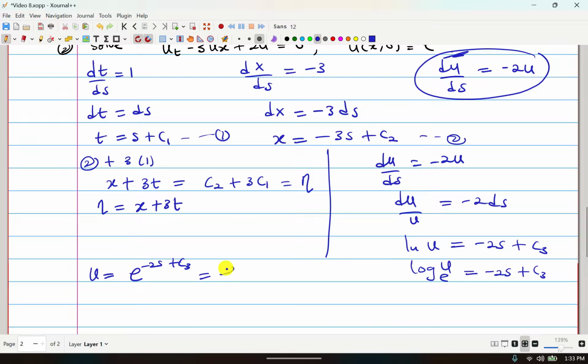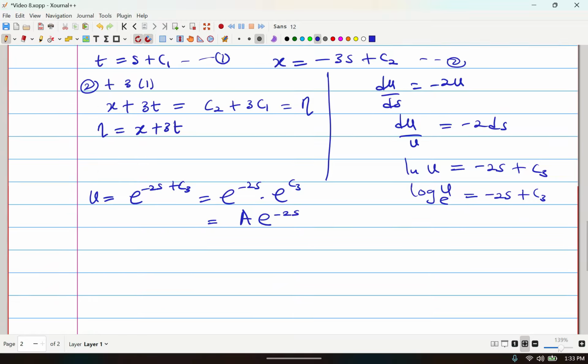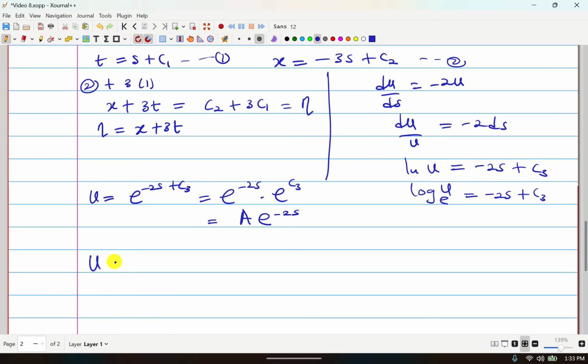Okay, this is e to the -2s times e to the c3, and e to the c3 is a constant because e is a number, c3 is a number. Then I want to call that a final constant a, so u is a e to the -2s, where a is e to the c3, because a is a constant. So our u here, in terms of the new s that we introduced, is this.